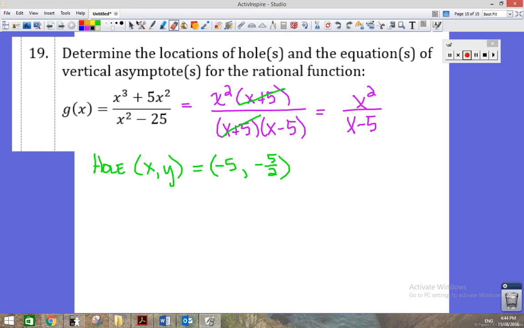Now, I have one vertical asymptote. I look to the denominator after I've reduced it, this x minus 5, and I have a vertical asymptote of the line x equals 5, because I set this equal to 0 and solve, and 5 minus 5 equals 0. So there's my answer for 19.